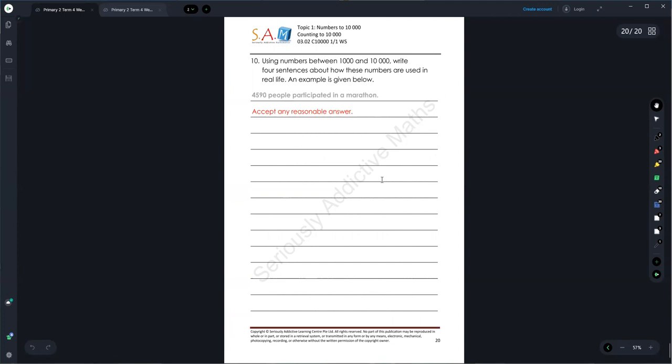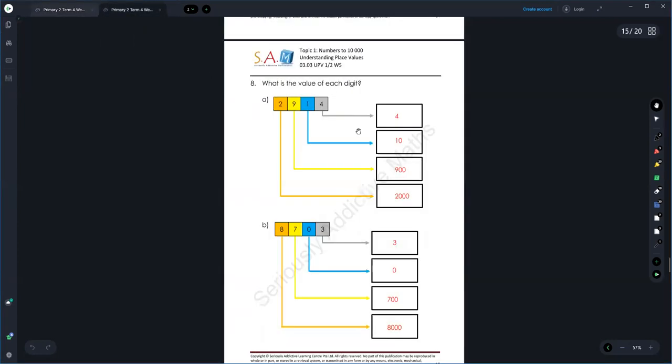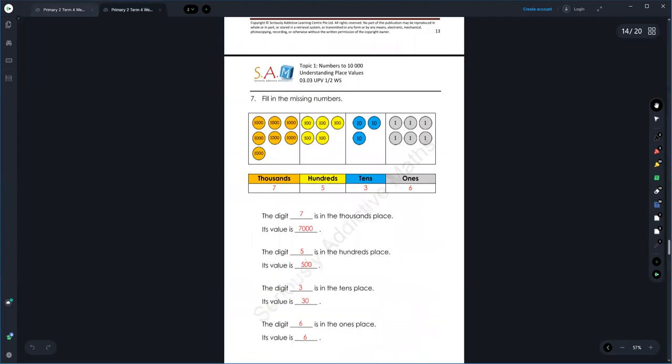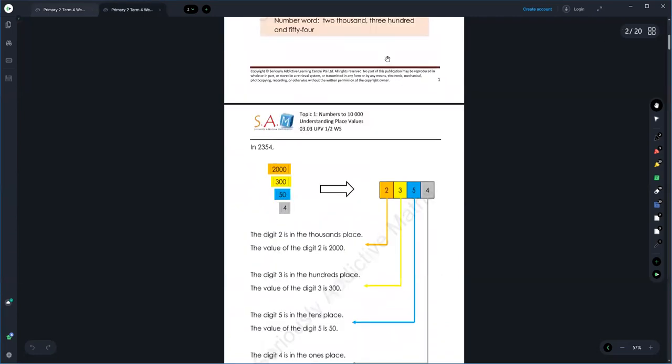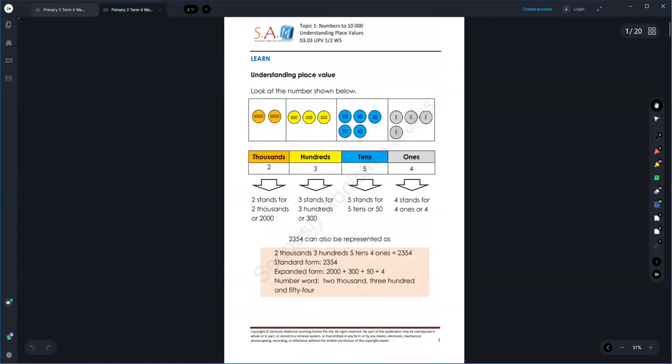I personally don't find this useful. Then we move on to booklet number 2. It is on place value. I think this is a very important aspect. So to start, go through the numbers, this is 2,354.